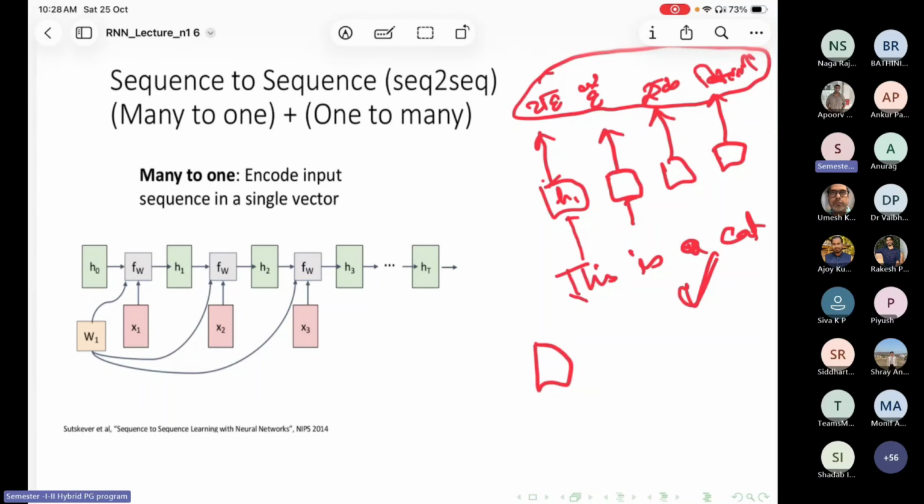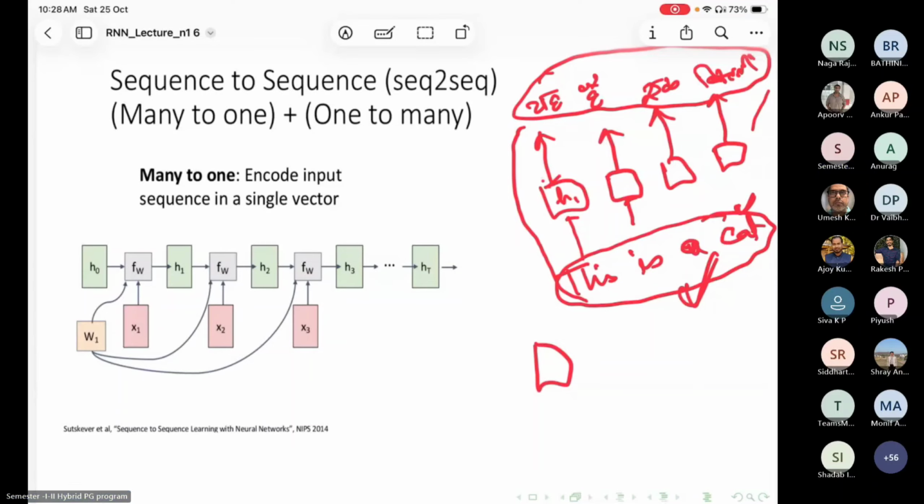Many to many means that for every input you are predicting the output. Instead, we are following many to one and then one to many. This is also one type of many to many problem, but it will not go in a direct manner. So first you aggregate all the information of all the words. And once you reach the final state, once you process all the words here, then you start to predict the output. So like you can see here.